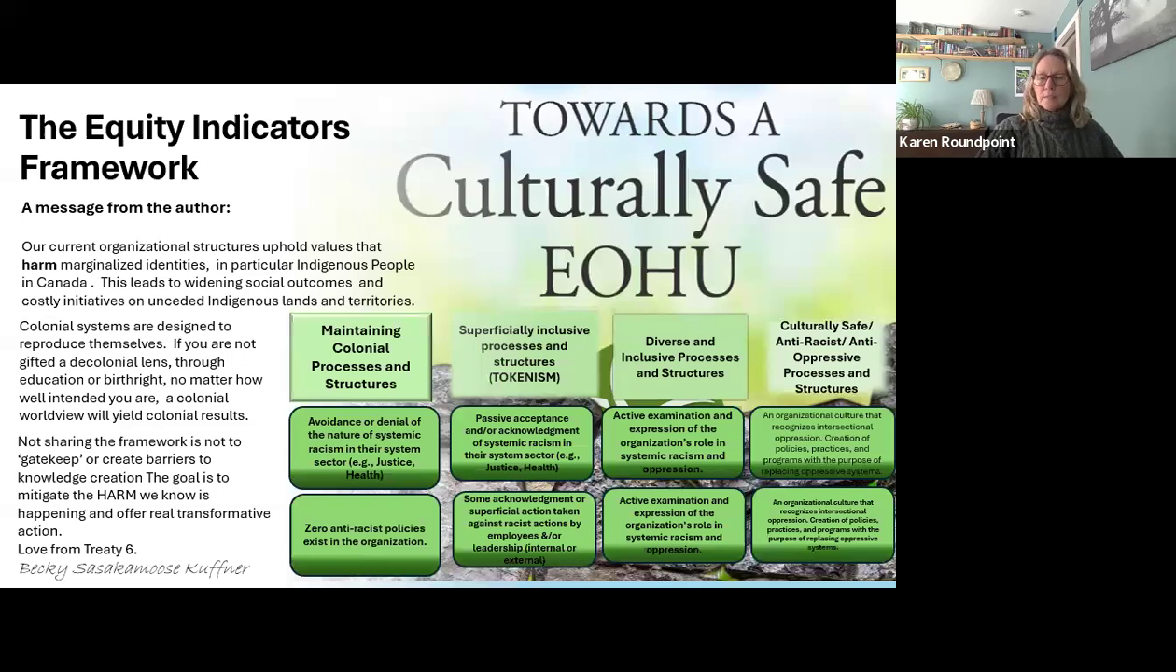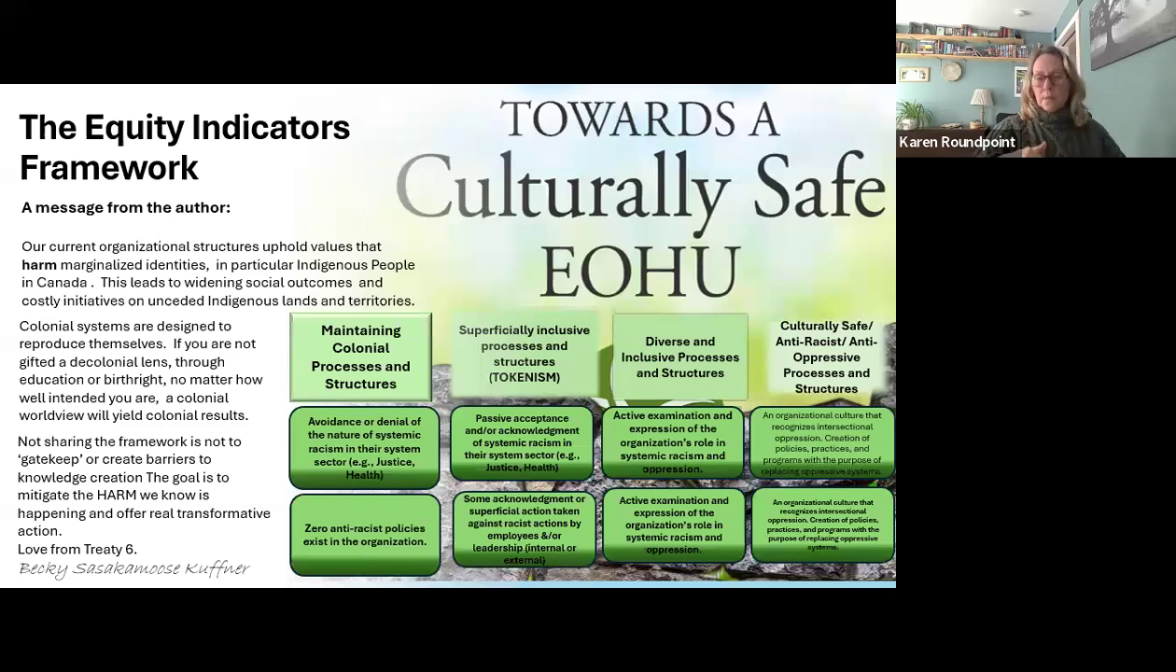How this framework works is from left to right. You start in the category of maintaining colonial processes. You move over to tokenism, you move over to EDI, and the big jump here, or the big difference, is that we look at cultural safety, anti-racism, and anti-oppressive processes and structures as a separate and distinct column. And that is another little piece that in our current world, we're not seeing that. We're seeing EDI as an endpoint.